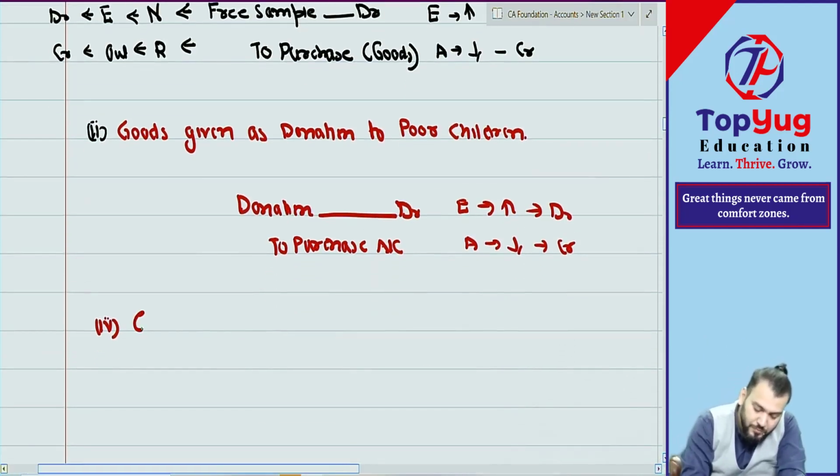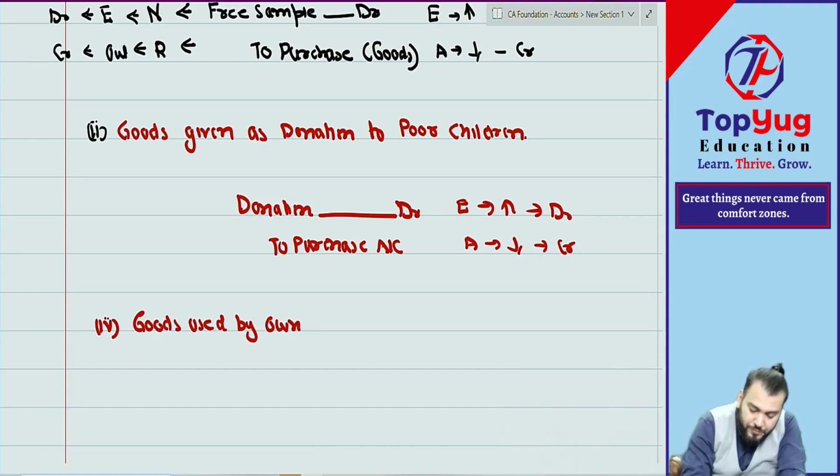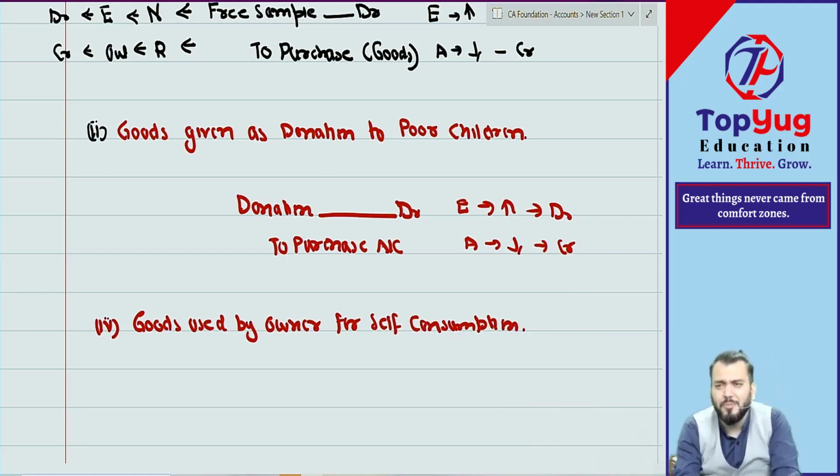Goods used by owner for self-consumption. Understood? It might happen we are a grocery dealer. The owner only withdraws the goods for family purpose. He has taken 1 kg of rice because his wife called and demanded 1 kg of rice. It is used for self-consumption.